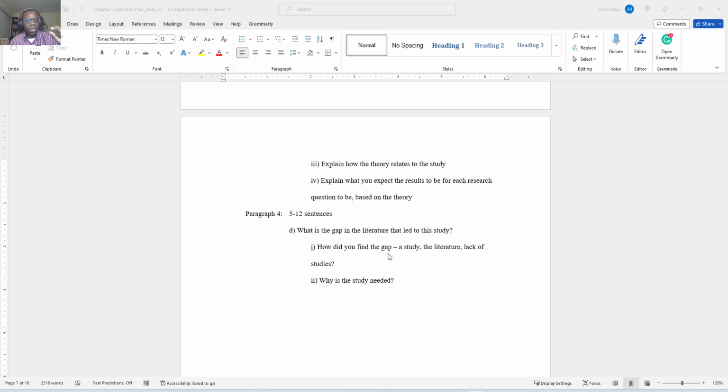So let's say we have literature on this subtopic of your topic, this subtopic of your topic, but a particular subtopic that you're interested in has no literature that covers that. So therefore, that is your rationale for the gap in the study. Okay? All right. And then finally, you state why this study needs to be done. And that's it. That's all you have to do in paragraph 4.